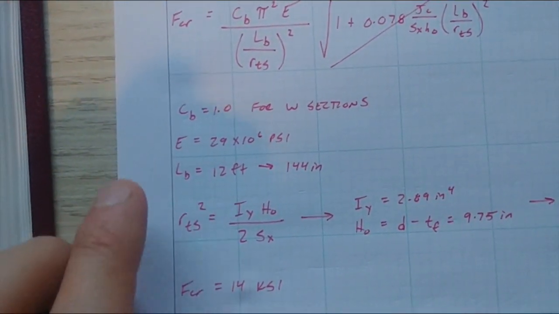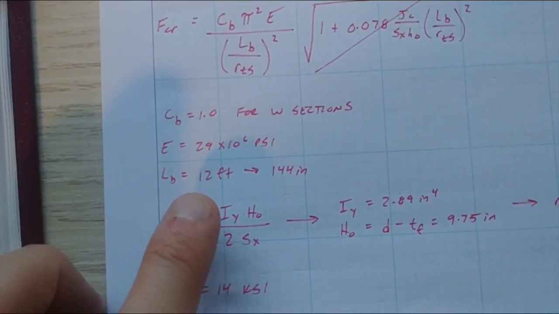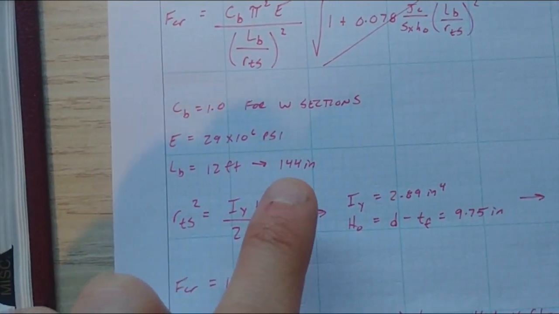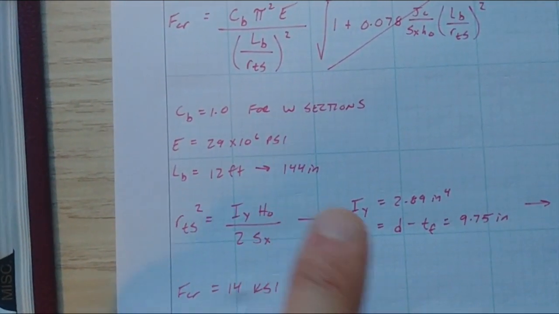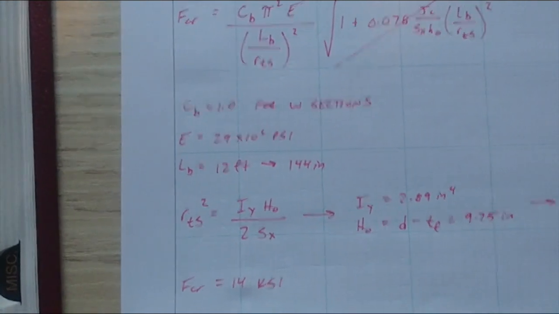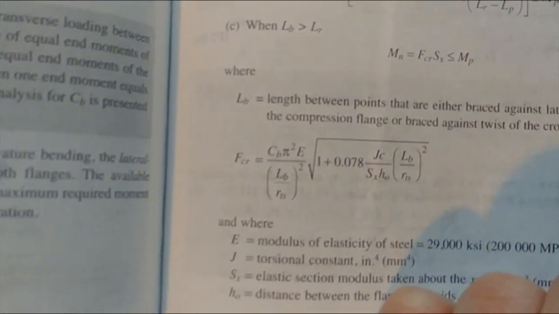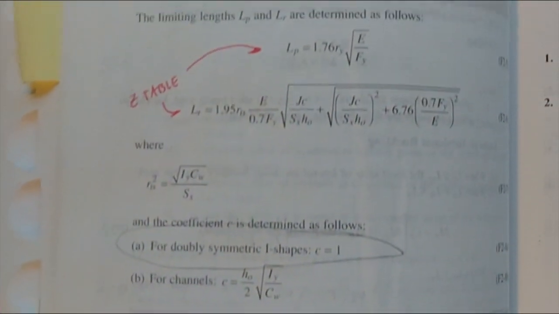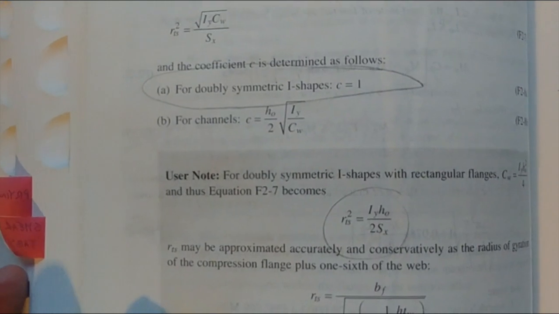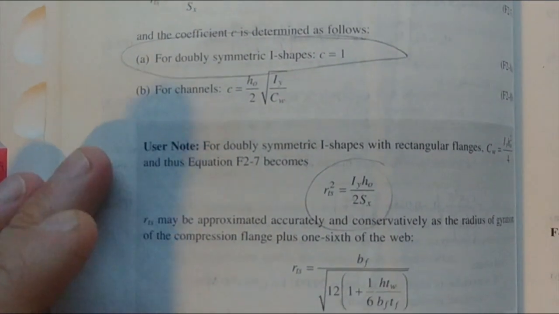Your E is the same. Your LB is still 12 feet. Break that down into inches. Keep everything the same unit-wise, so 144 inches. And what that gets us is all the items we are going to be needing in order to solve for RTS. I'm going a little fast here, so let me just bring it back over to you.